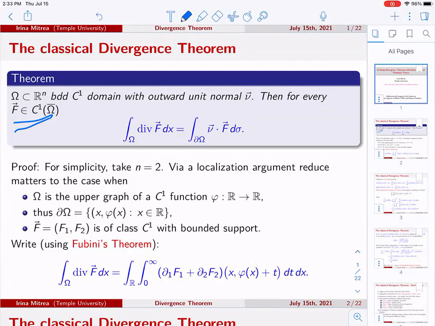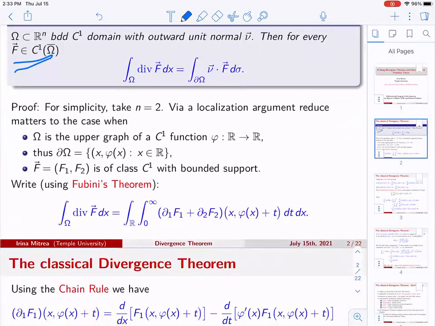I would like to take a second here and walk you through the main ideas of the proof. Via a localization argument, one can reduce matters to considering omega to be the upper graph of a C1 function phi defined from R into R. As such, the boundary of the domain omega can be realized as the graph of phi, so it's the collection of points (x, phi of x) with x running over the set of real numbers. The vector field F has two components, F1 and F2, which are of class C1 with bounded support.